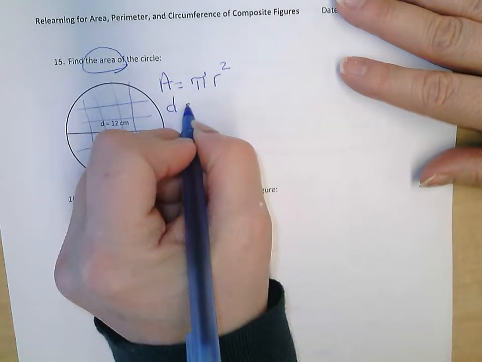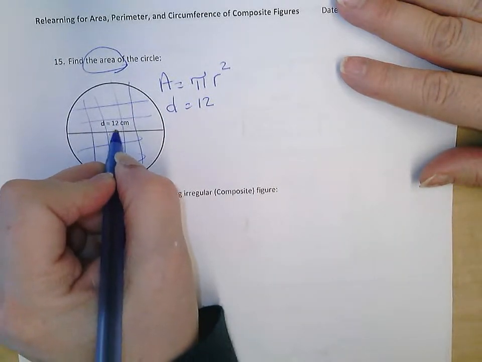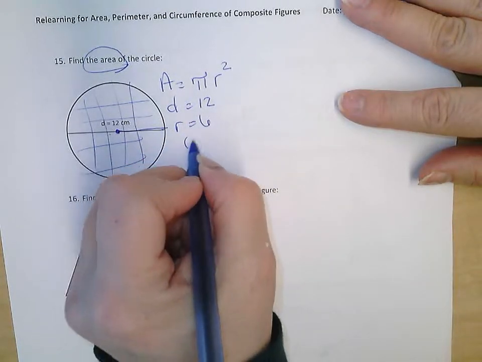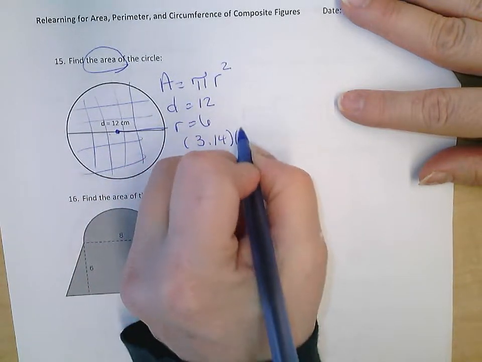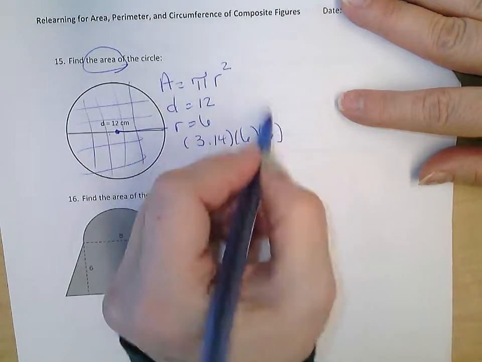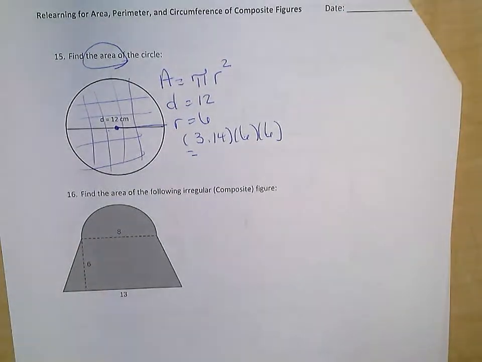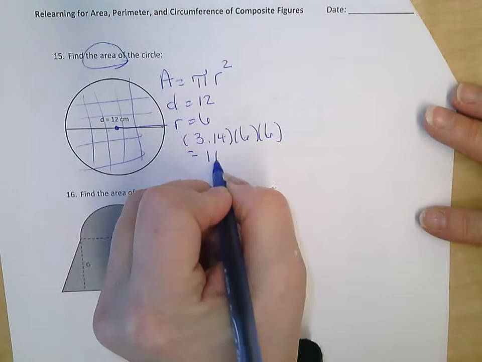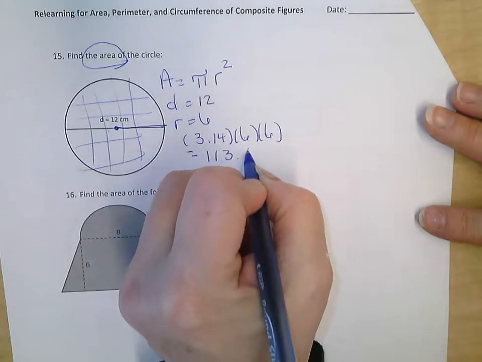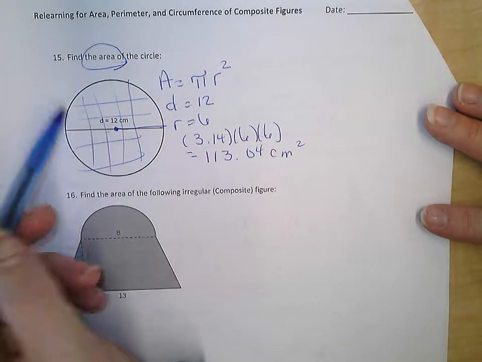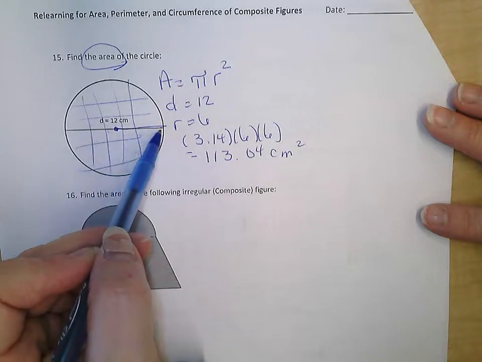So if the diameter is 12, again, when we go from the center to the side, that's our radius, which is 6. We take 3.14 times 6 squared. Multiply those together, and we get an answer of 113.04 centimeters squared.